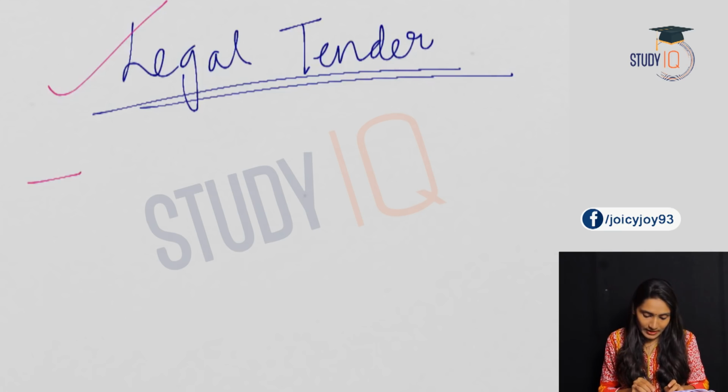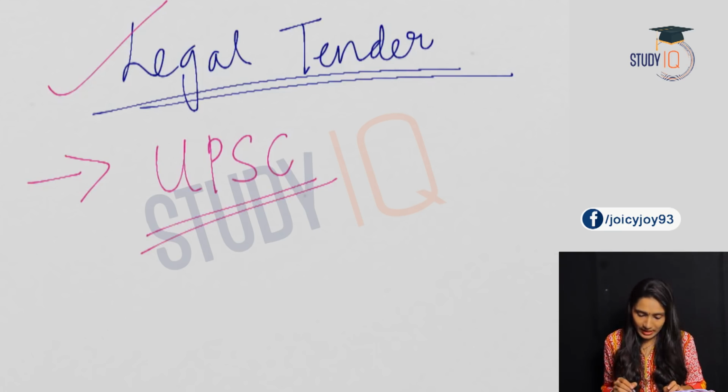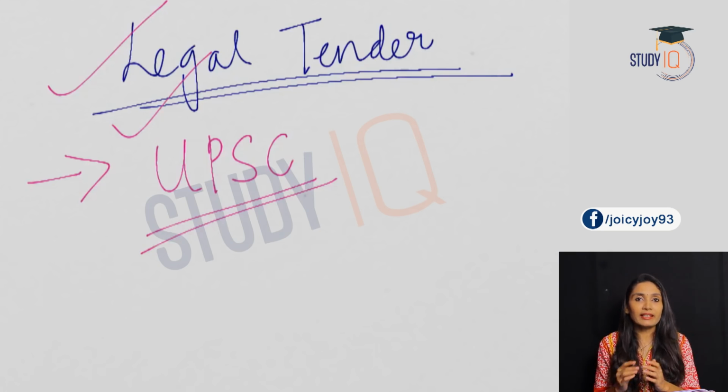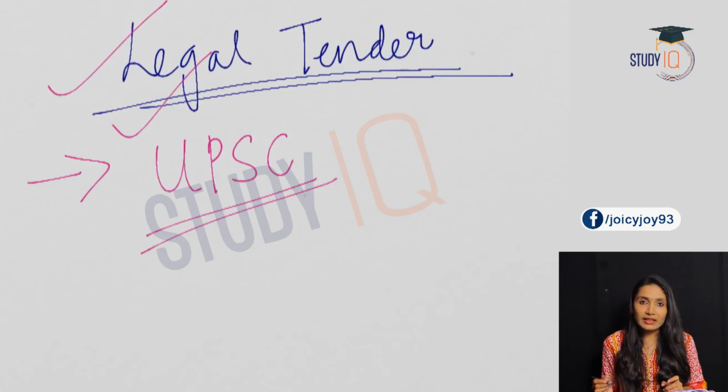And also, if you see the UPSC Civil Services Preliminary Examination 2018 GS1 paper, there was a question regarding the definition of legal tender. In that question, 4 options were given and the candidate had to choose the right definition of legal tender. So in this video, we will be discussing legal tender and also what the other types of money in the market are.